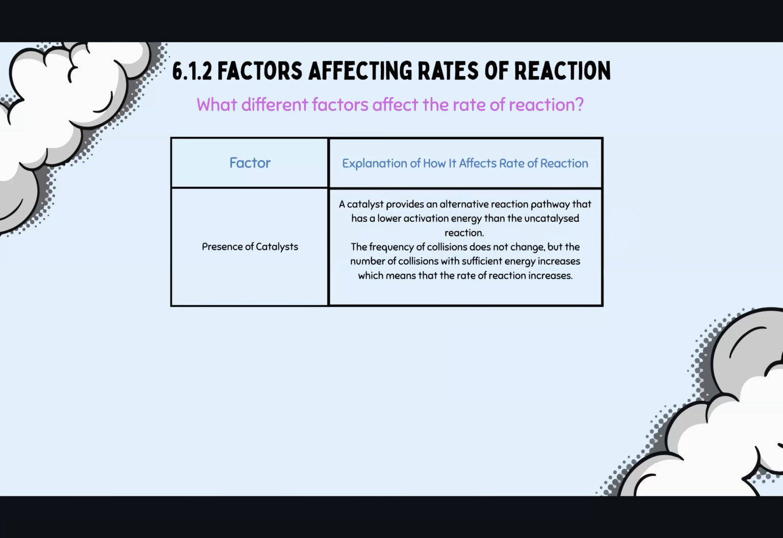Again, going back to my piece of paper, the collisions are occurring, but they're not occurring with activation energy. When you add a catalyst, more of the collisions occurring are successful. So the frequency of collisions does not change, but the number of collisions with sufficient energy increases, which means the rate of reaction increases. So it's important to memorize this bit here. Actually, the whole thing. Again, when you look at past paper questions, hopefully you're all doing lots and lots of past papers, but the more you do, you're going to see the same kind of thing over and over again.